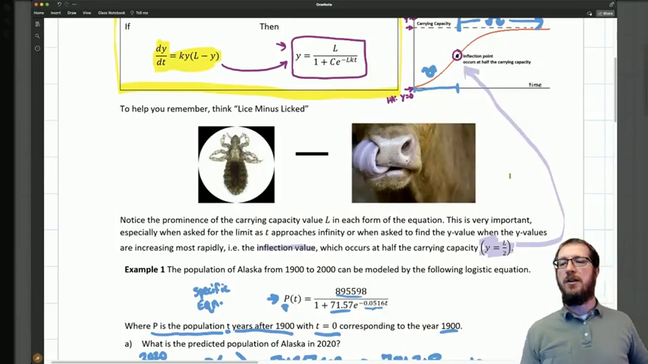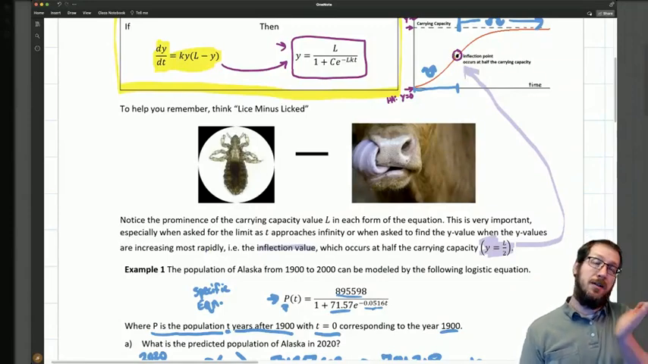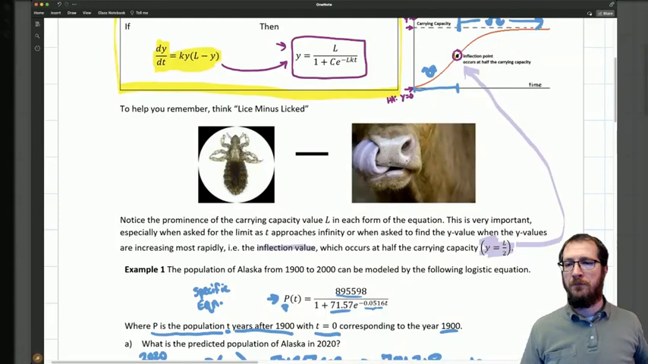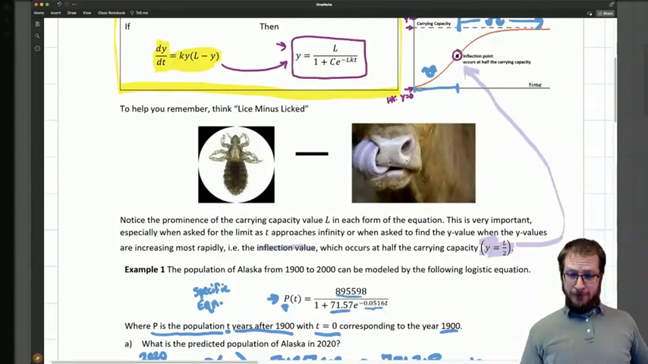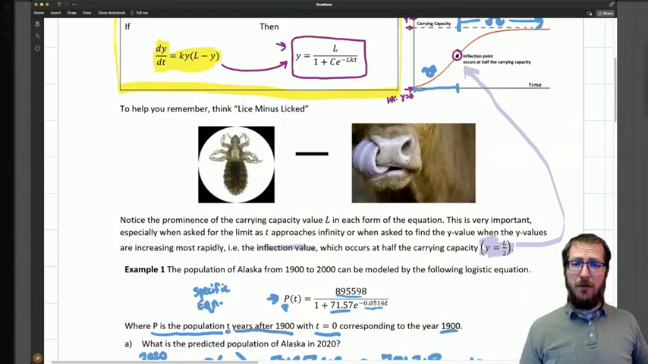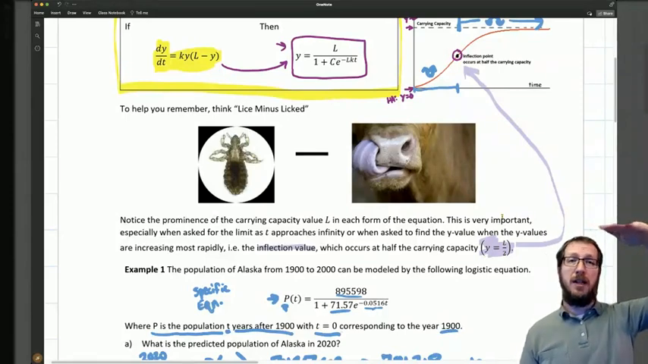This is very important, especially when asked for the limit as t approaches infinity, or when asked to find the y value when the y values are increasing most rapidly. In other words, the inflection value. Not only does the acceleration sign change at that point, that's also the point where it's the steepest, which occurs at half the carrying capacity. So here's another important piece of info about that inflection point: it always happens halfway up from 0 to the carrying capacity.